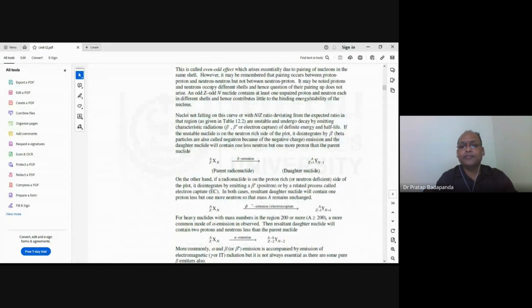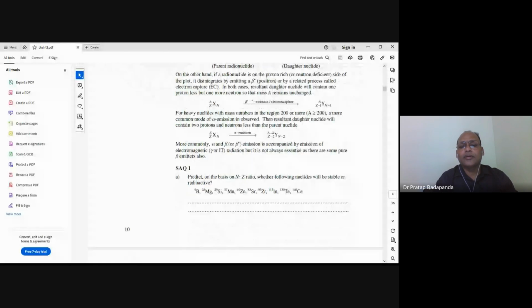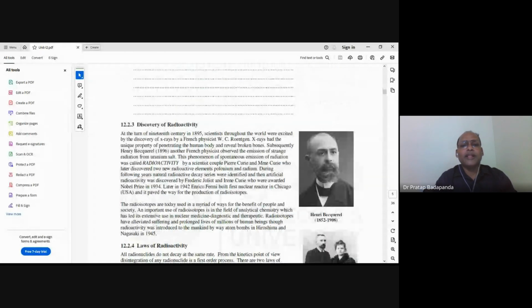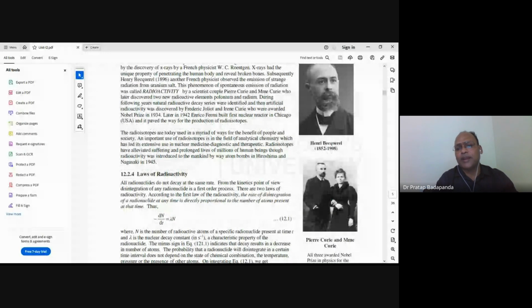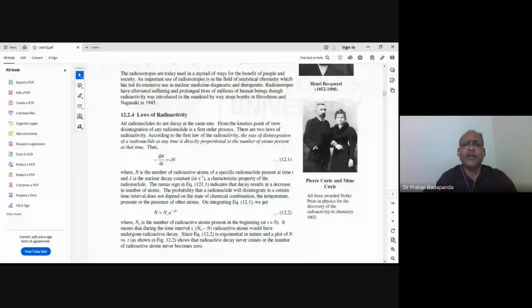Discovery of radioactivity. These are the scientists: Roentgen, on X-ray analysis, then Becquerel, and Madame Curie. Sir Curie and Madame Curie, both are there. They are all associated with the discovery of radioactivity.